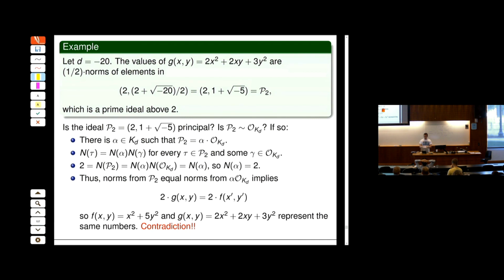So we'll use what Gauss did, the reduction of forms, to figure out when ideals are principal or what class they are in.